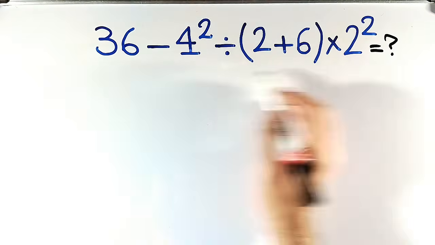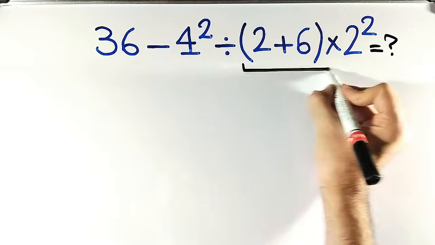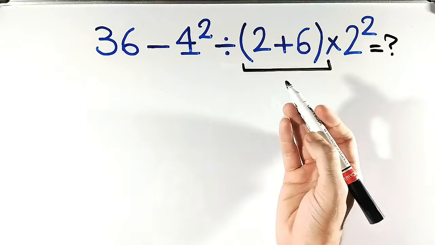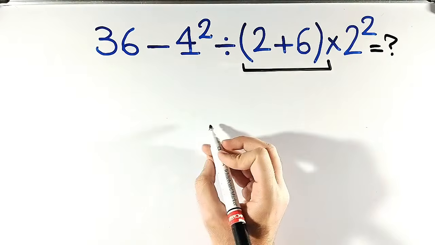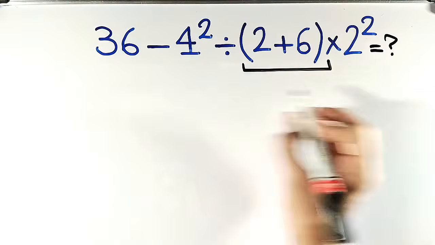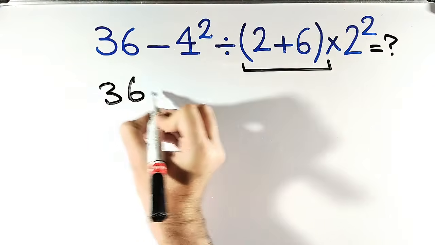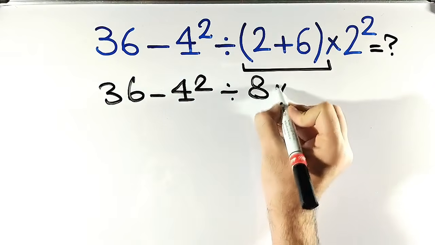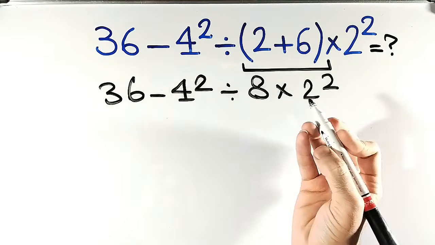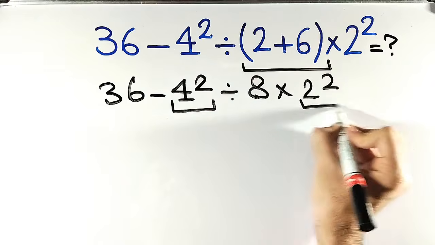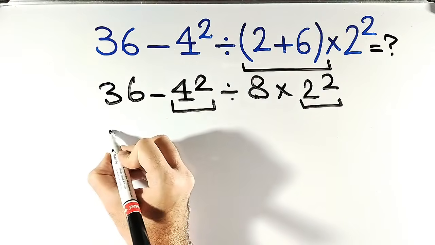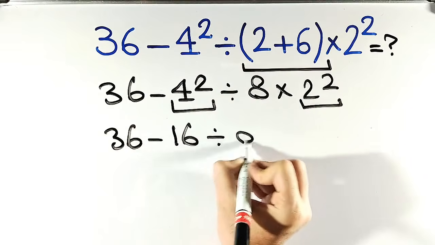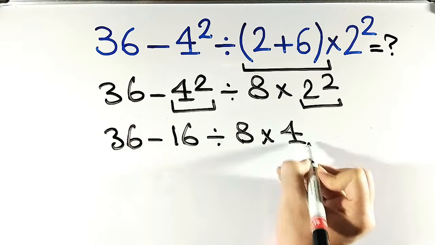Also, some other people, when solving this question, first go for the expression inside the parentheses because they believe parentheses have a higher priority than the other operations. So, instead of this expression, they write 36 minus 4 squared divided by 8 multiplied by 2 squared. In the next step, they go for the exponents and write 36 minus 16 divided by 8 multiplied by 4.